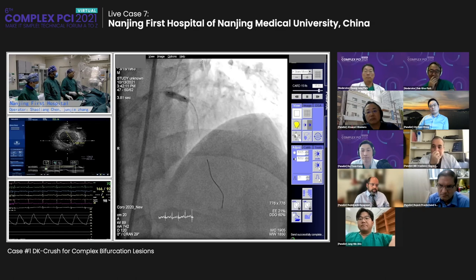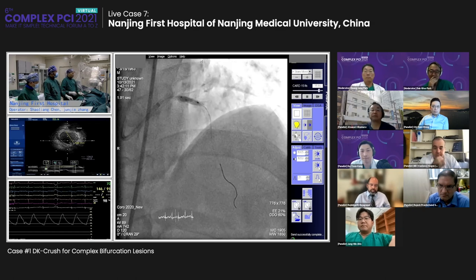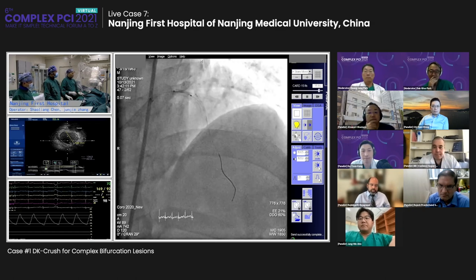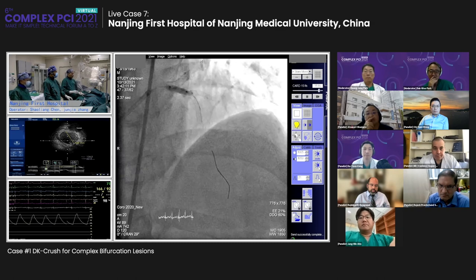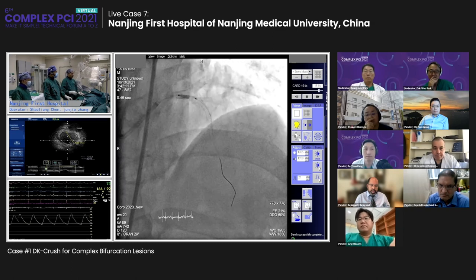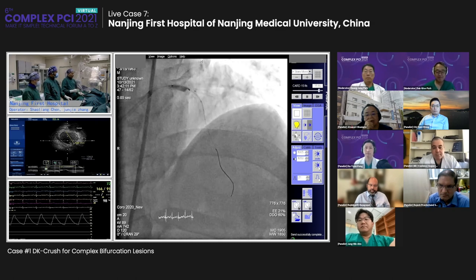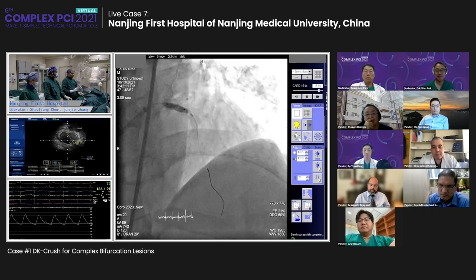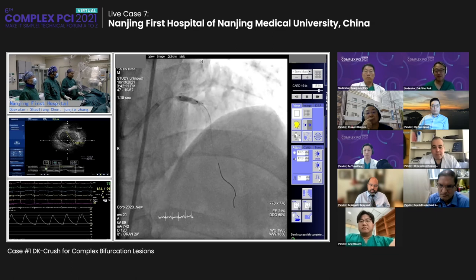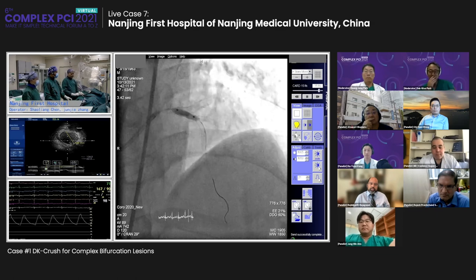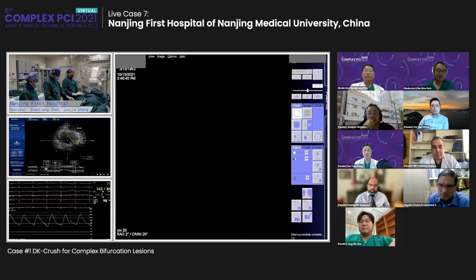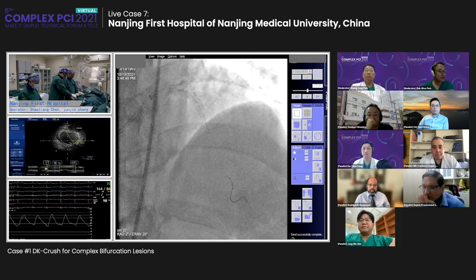So that is why recently we stressed the importance of IVUS to guide our stenting procedure, even for TAP and crush. If the calcified lesion is localized in the main vessel towards the ostium of the side branch, we have to very carefully modify the calcified lesion. Great. Thank you.